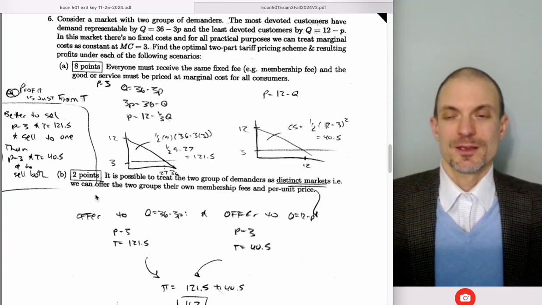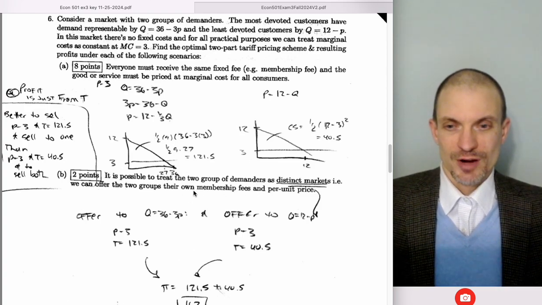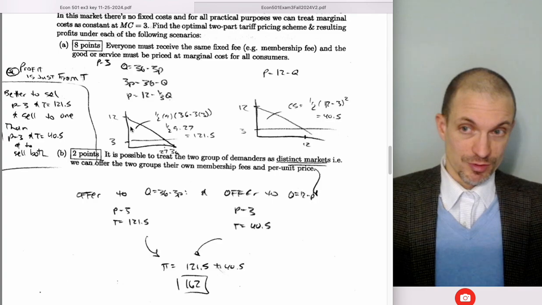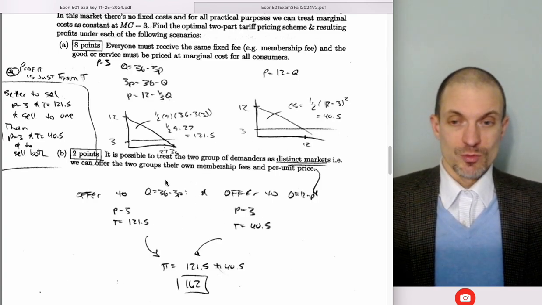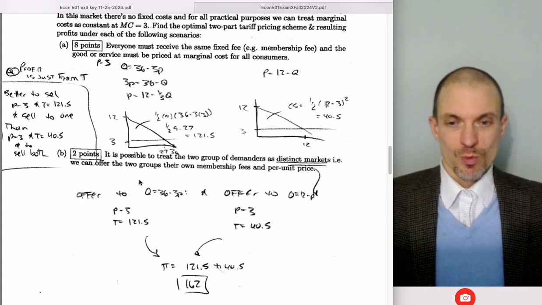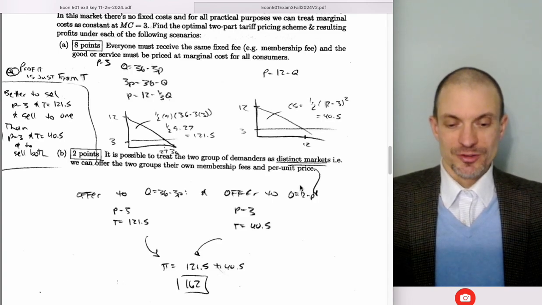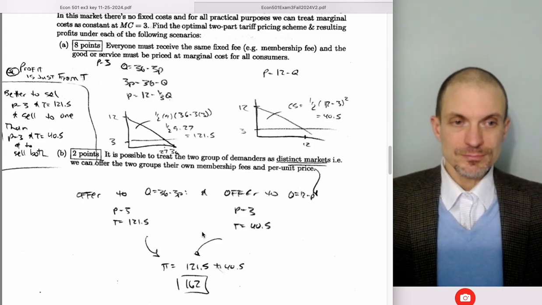For Part B, it says it's possible to treat the 2 groups of demanders as distinct markets, so we can offer the 2 groups their own membership fees and per unit price. This is real easy, just like after we've done Part A. We can separate these 2 markets, so it's as if we can set the optimal tariff for one market and the optimal tariff for the other market. And the optimal tariff is just set price equal to marginal cost and then set the fee, the access fee, equal to the resulting consumer surplus. So that's all we do.